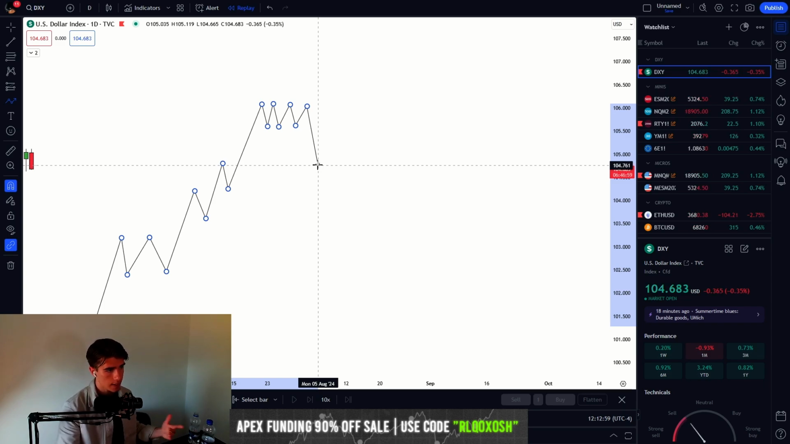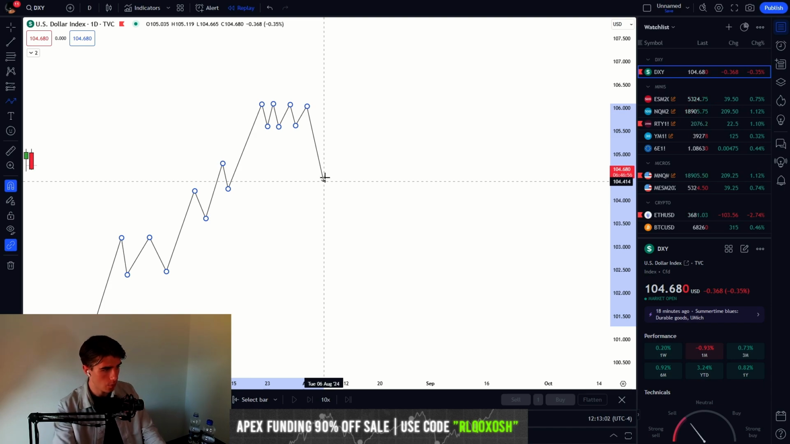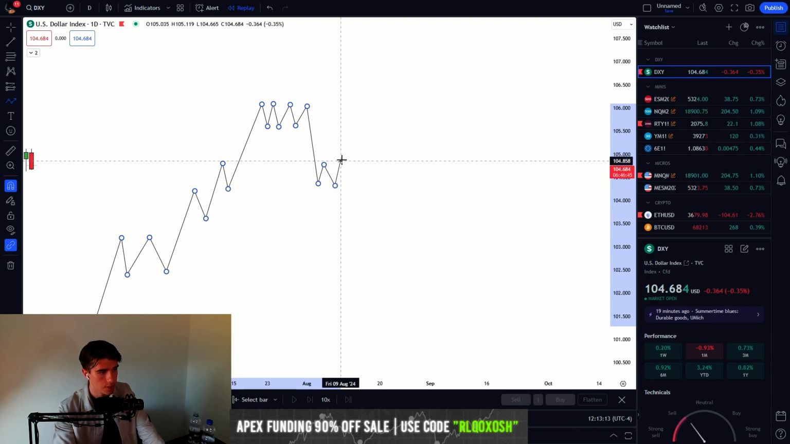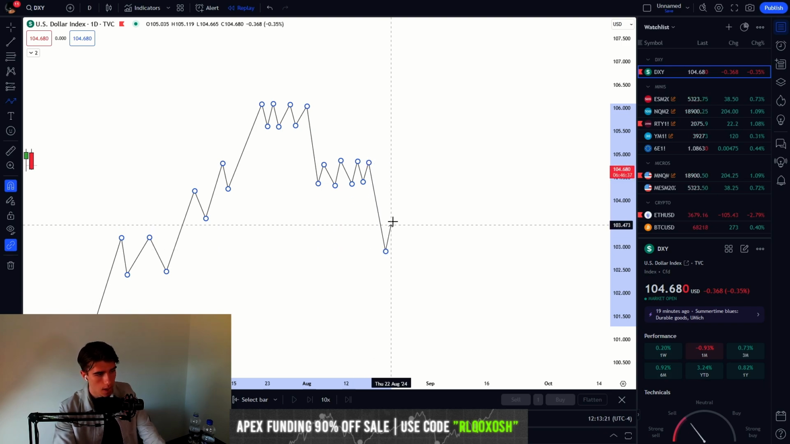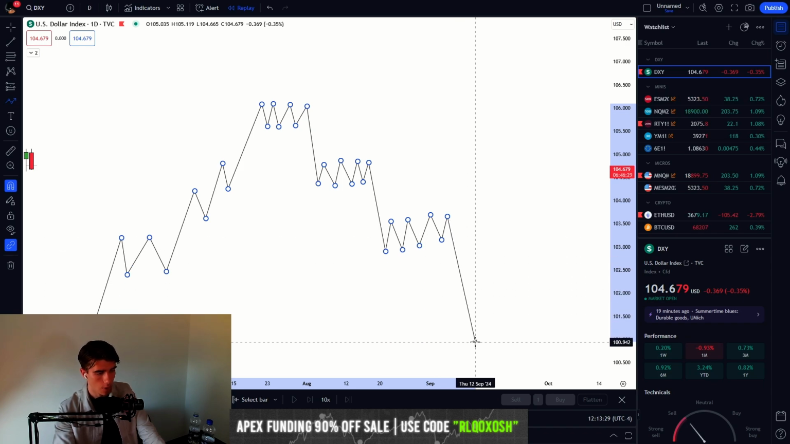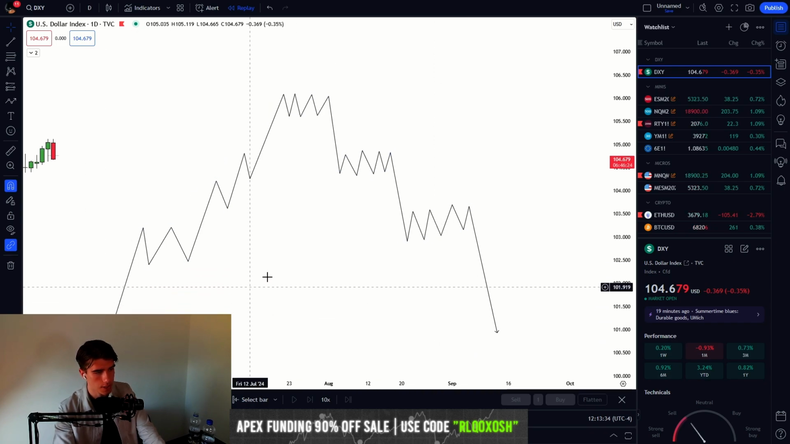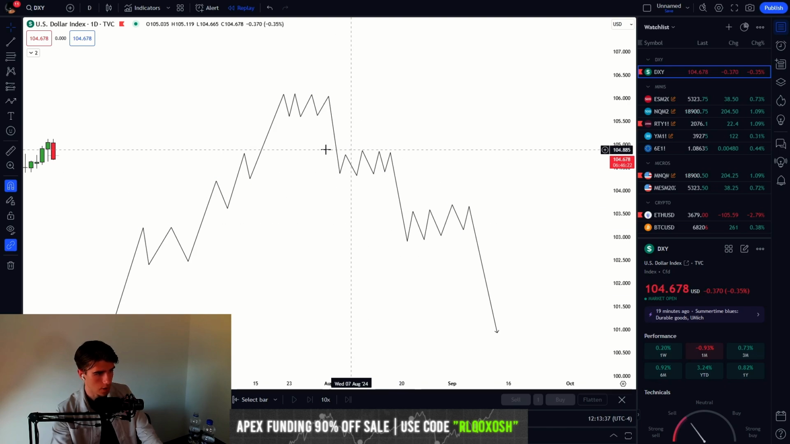And so basically what that means is once you get the first displacement leg or expansion, you can expect a first stage distribution to happen, which is essentially just a consolidation forming. So it might look like this. Then you'll get the second expansion or displacement. Then you'll get the second stage distribution, which is, again, just another consolidation. Then you'll get the last, hopefully the last expansion leg down to sweep that original consolidation. And that right there is the market maker sell model.